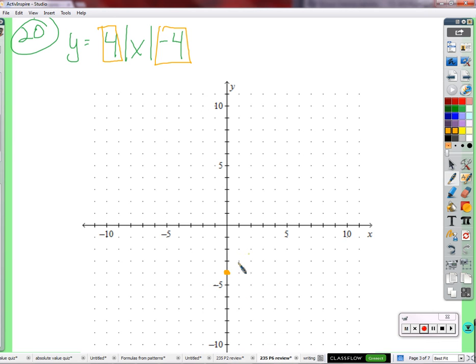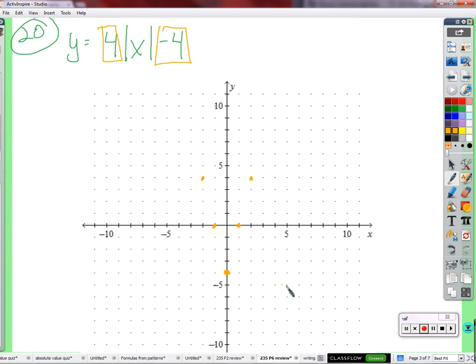Usually, the steepness takes it up 1 and over 1, up 1 and over 1. When it goes over 1 now, it should go up 4. That would make it 4 times as steep. And when it goes over another 1, it should go up another 4. And same in the opposite direction. If it goes to the left 1, it should go up 4. To the left 1, it should go up 4.